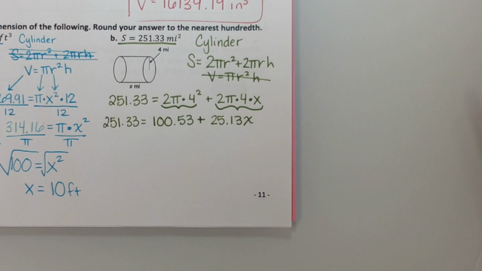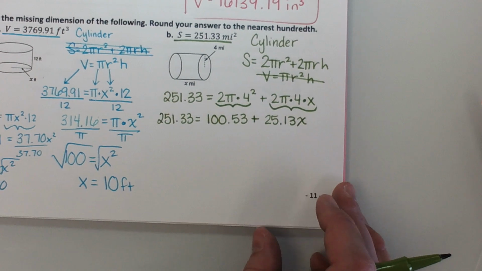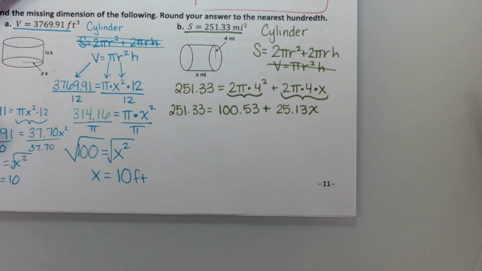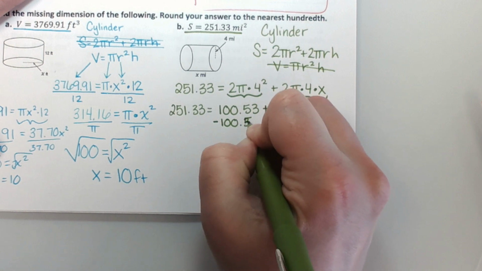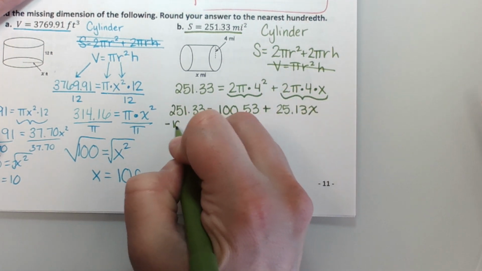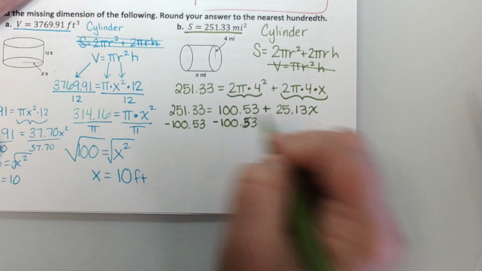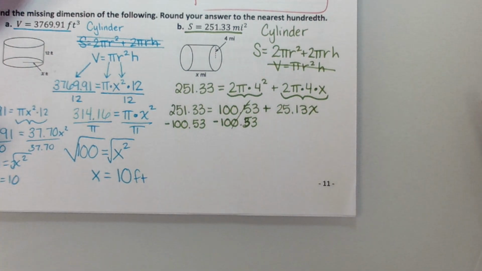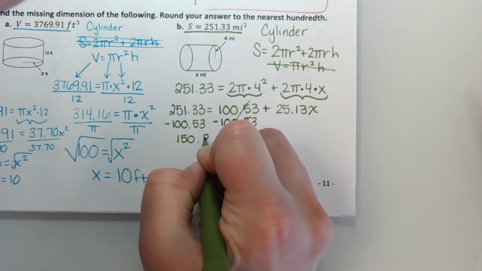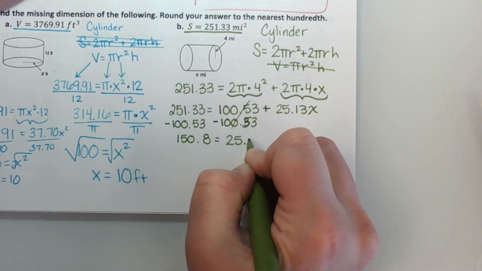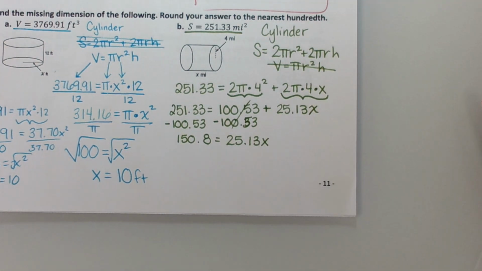How do I go about solving this? Since that's addition, it will be 251.3 minus 100.53. You said it backwards, but right idea. Oh, subtract the 100.53, which is I think what you meant. Yeah, yeah. 150.8 equals 25.13x.